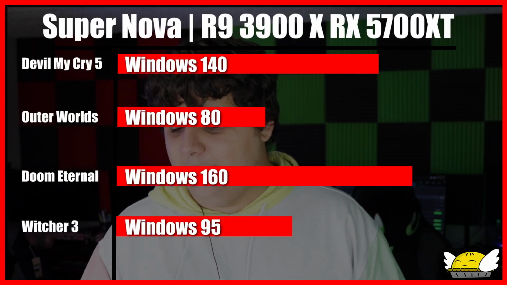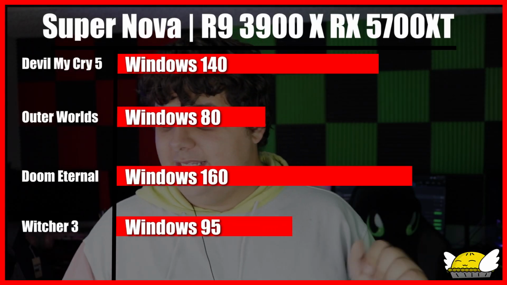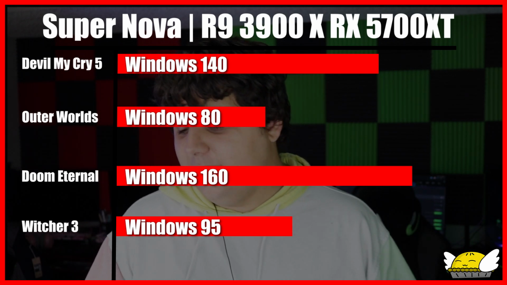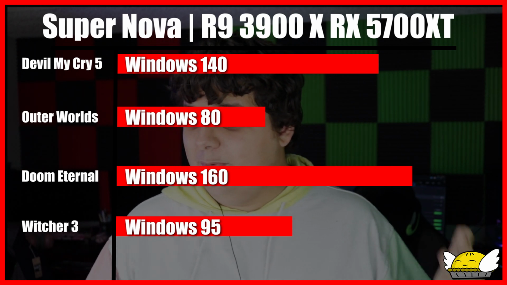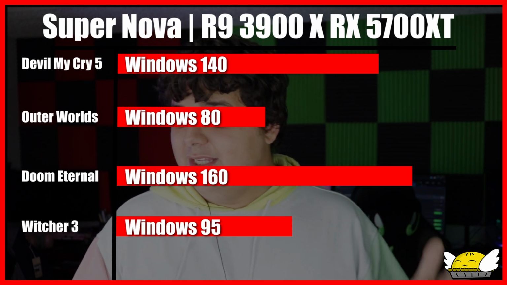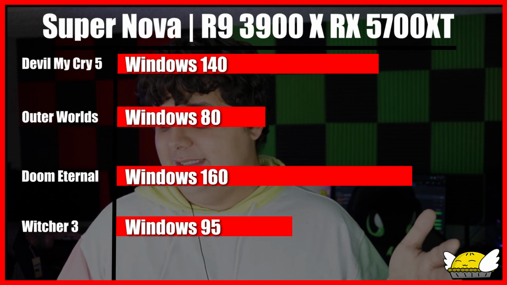So much like my last video, we're actually gonna use the same set of games. And let me refresh you on these Windows numbers because these are the actually important ones. So for Windows, we tested Devil May Cry 5 at 140 frames per second. Outer Worlds ran at 80 frames per second. Witcher 3, 95 frames per second. Doom Eternal ran at 160 frames per second. But now we gotta turn FSR on to beat those numbers.